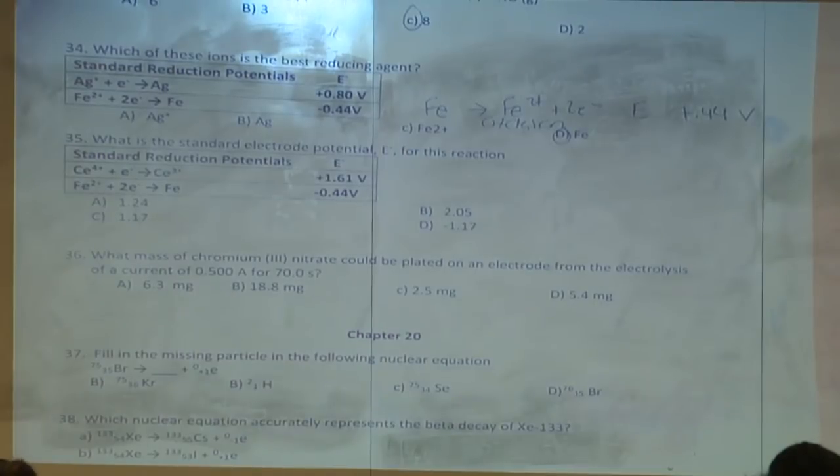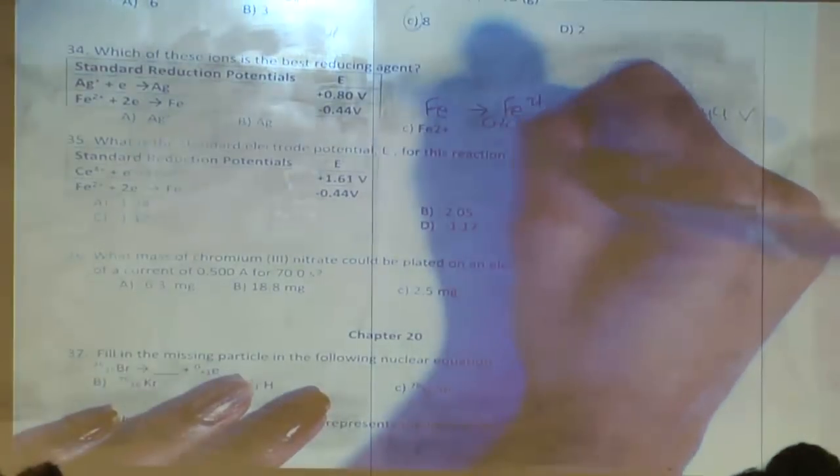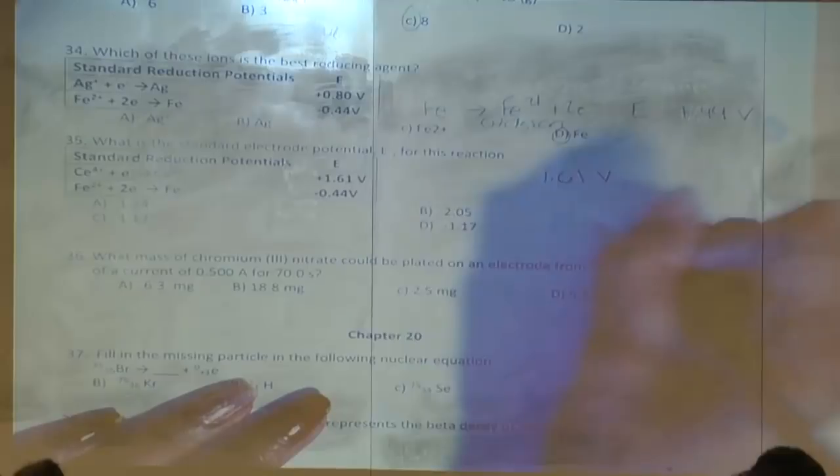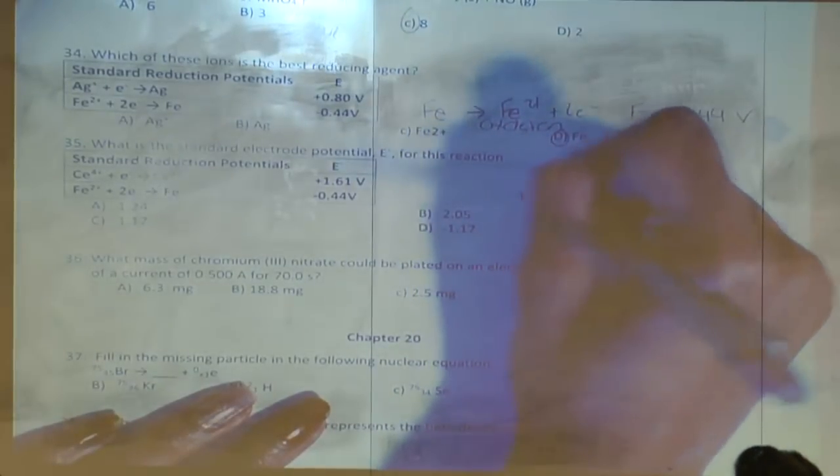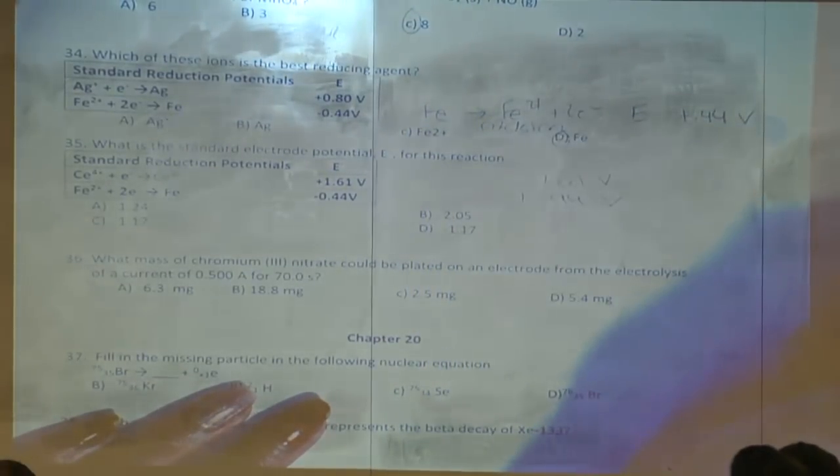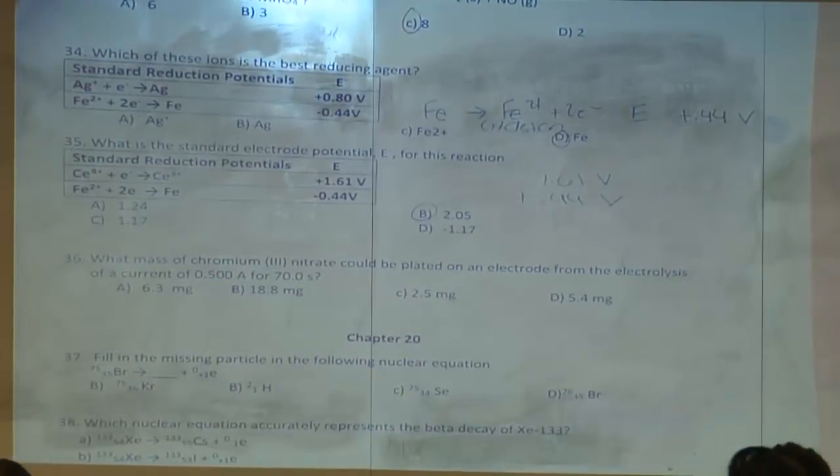Now for 35, we're just looking for the standard potential of E for this reaction. So again, we're going to flip the smaller number because that's going to be the oxidation. The smaller number in this one is again iron. So you have 1.61 V, and we're going to flip this so we get 0.44 V. So we're going to add that together. We should get B. Everyone good? Okay.